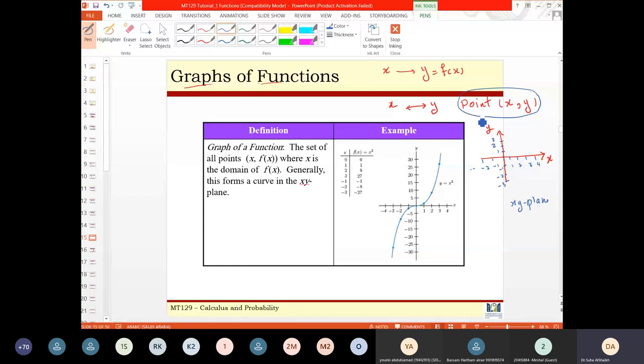They are giving you an example here of sketching the graph, and the function is f of x equal to x to the power 3.